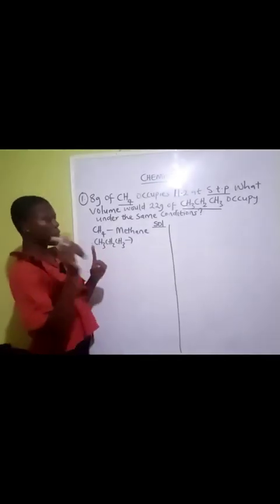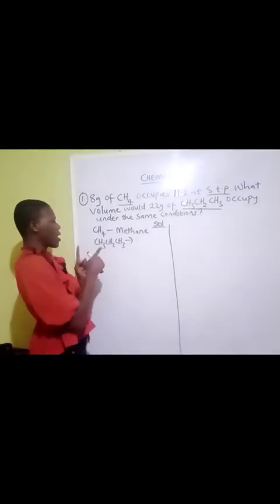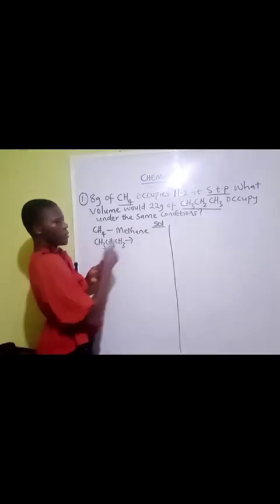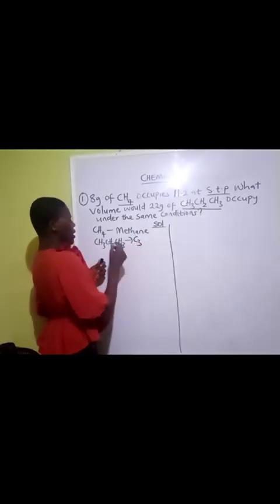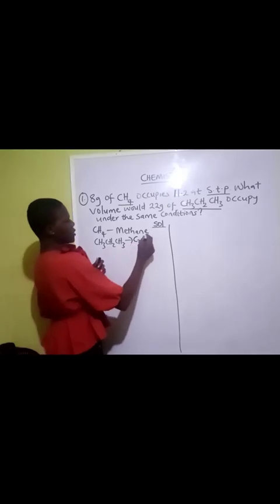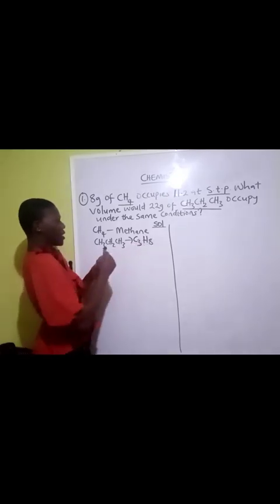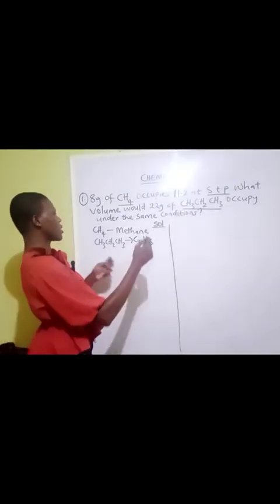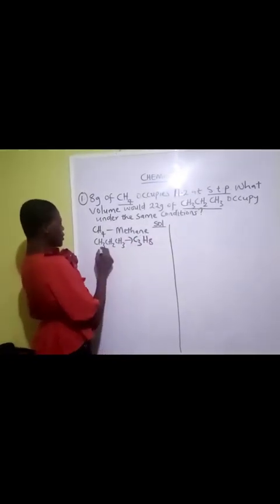What we're going to do is, first of all, count how many carbons we have. We have 1, 2, 3. So we have 3 carbons, okay? And how many hydrogens do we have here? 3 plus 2 plus 3 is what? 8. So we have C3H8, and this is what? Propane. This is propane.